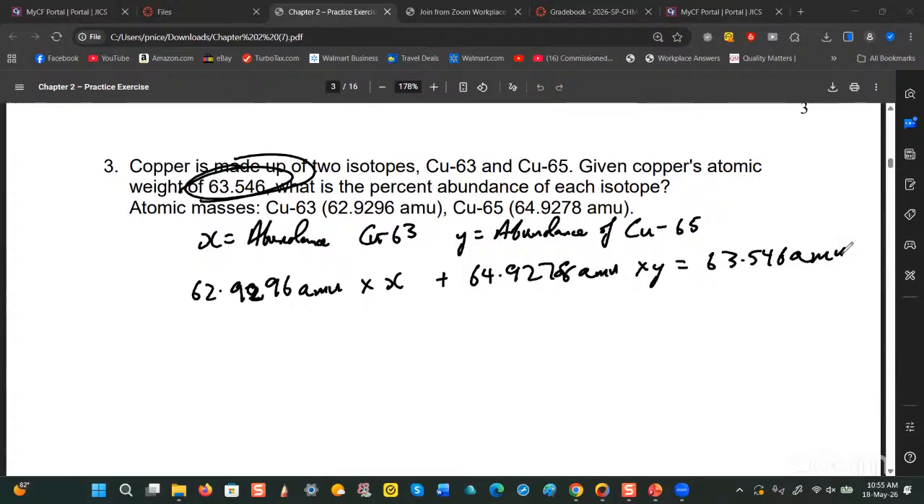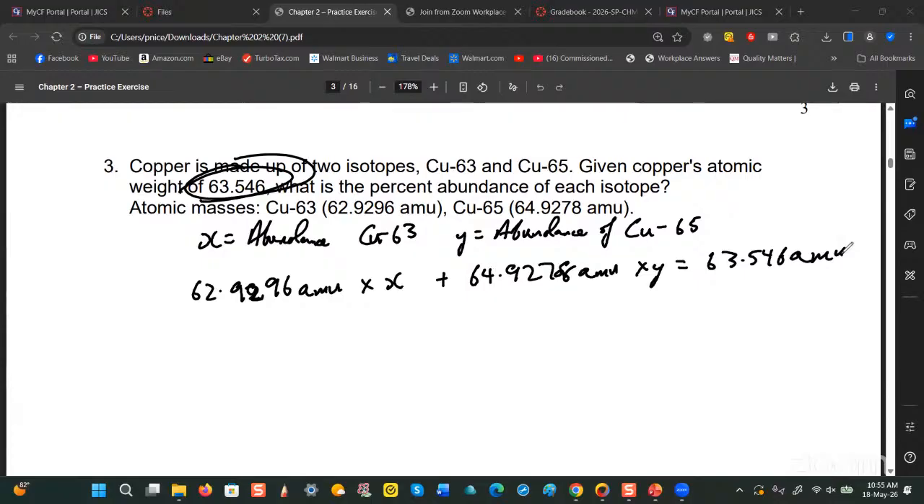I remember back in the dark ages when I was in high school, in order to solve an equation which has two unknowns, you need two equations. Back in my day, they used to call it simultaneous equations. So this is one of them. Now, my question to you is, what do you think the other equation is? Let me give you a hint. There are two isotopes.